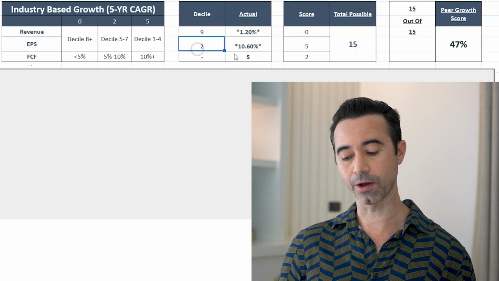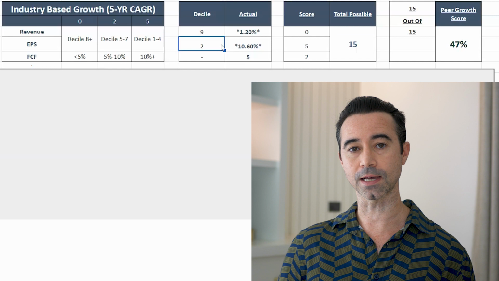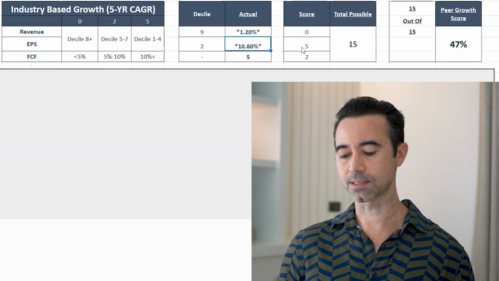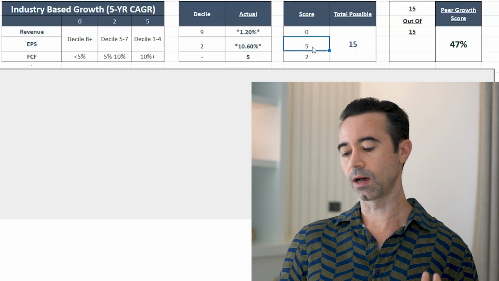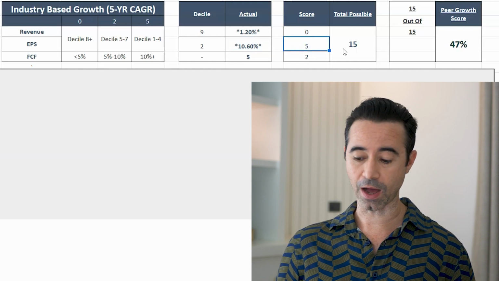Earnings per share growth, however, is okay with a 2nd decile. So that actually is 10.62%. So earnings are actually growing at a pretty decent clip. That gives us a 5 out of 5.